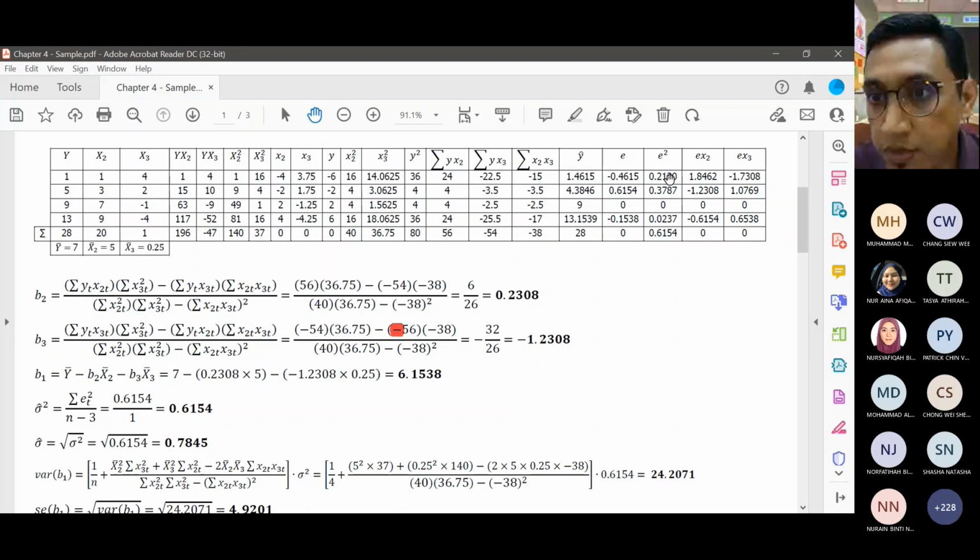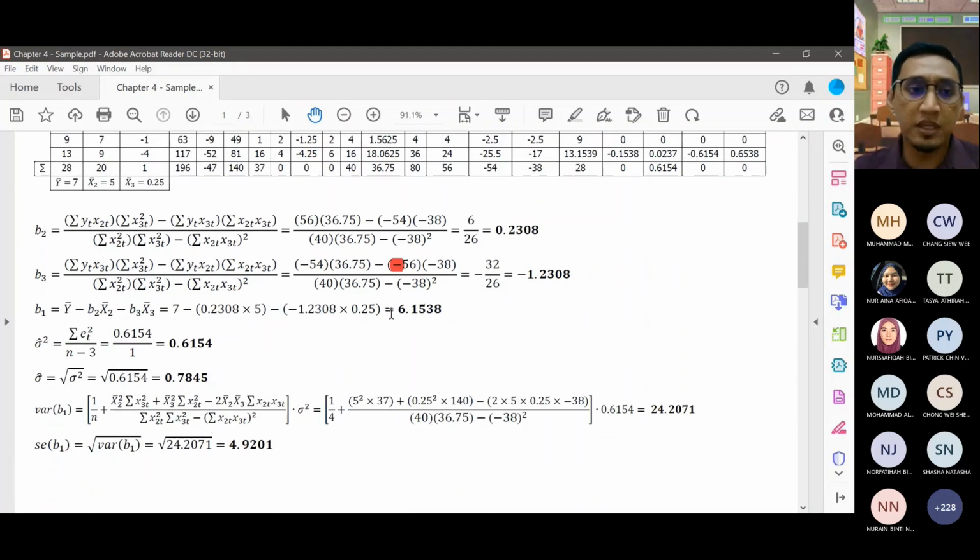Okay. So here we have this 1.8462. We obtain that by multiplying this negative 0.4615 with this negative 4 to get positive 1.8462. This negative 1.2308 is obtained by multiplying 0.6154 with negative 2. We repeat the same process for the residual times x3 as well.